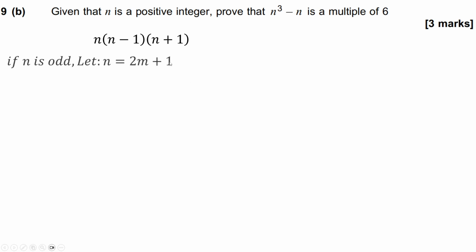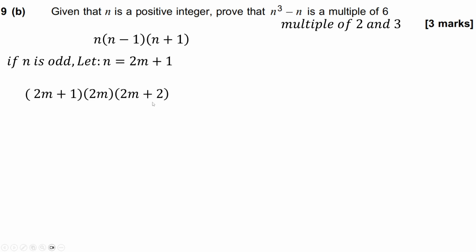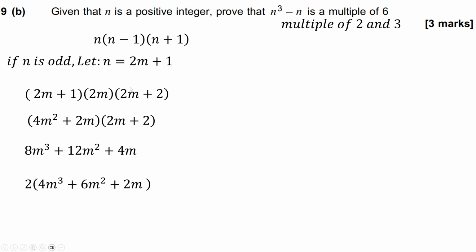I didn't do it that way because I didn't think of that. I said let n equal 2m plus 1 if it's odd. Okay? And obviously multiple of 2 and multiple of 3 for this. And then I've just plugged it into here to get this. And then I've expanded that and expanded it more to get this. And I've taken out a 2 to show that this actually is a multiple of 2. Okay? And then I did a proof by induction here.